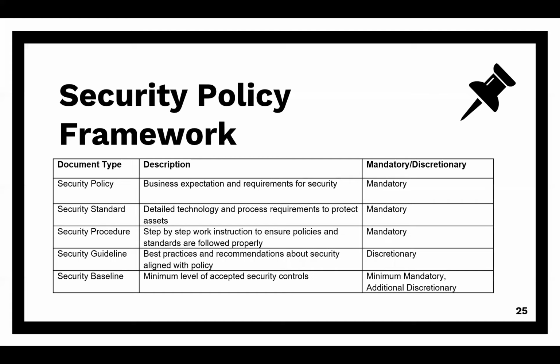The table below shows the description of each document type and whether they are mandatory or discretionary. When developing a security program, you need to think about the security policies, standards, procedures, and how they need to be developed and used within the organization, and how users and the employees need to be aware of these policies and how they need to be trained on these policies. As you can see on the table, security policies, standards, and procedures are mandatory documents, while security guidelines and baselines could be optional.